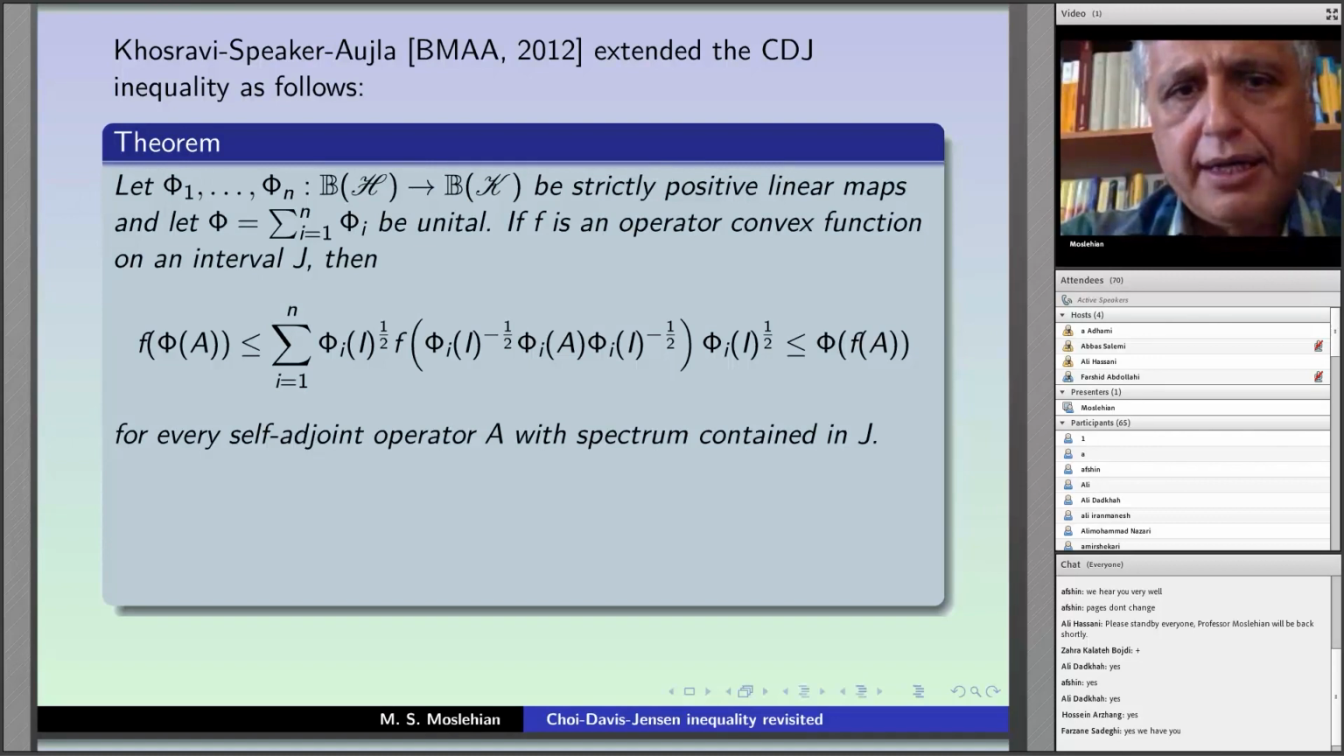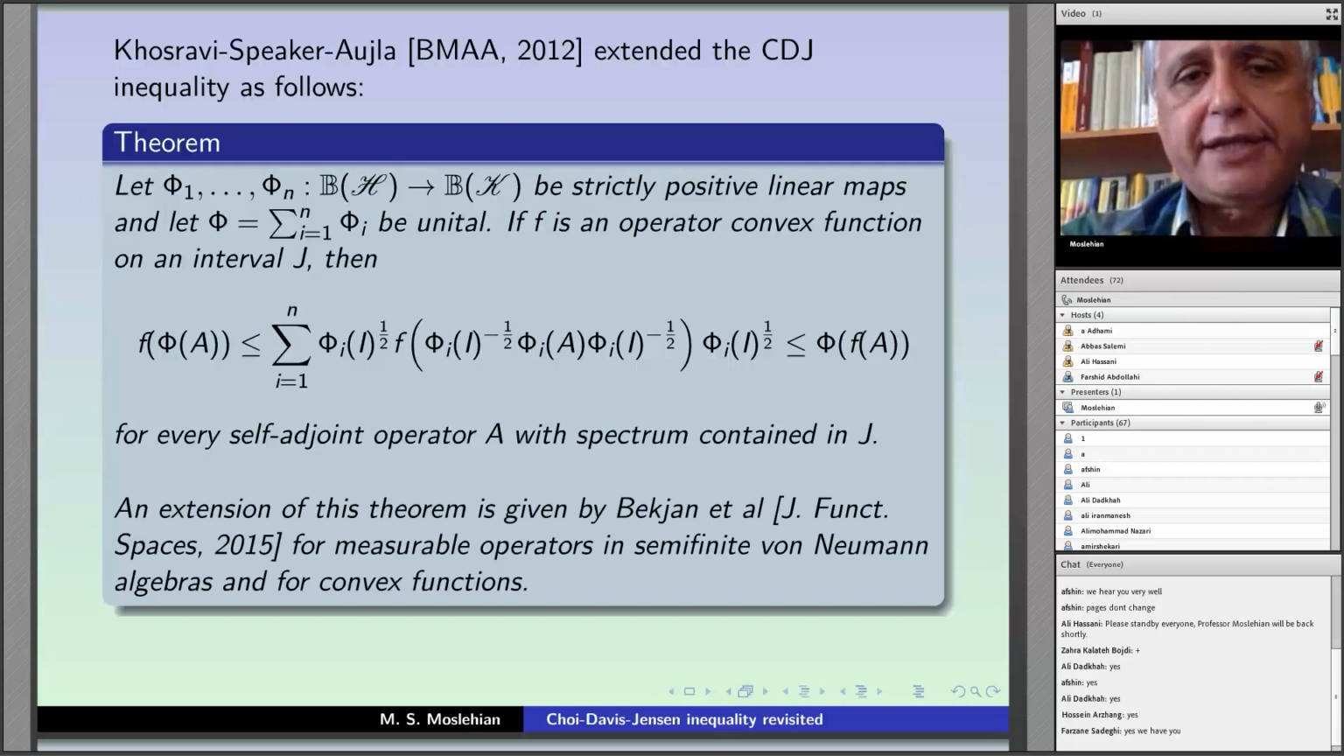Then we have this inequality, and you can see here we have a term in the middle between f of phi of A and phi of f of A. And we showed in our paper that these inequalities can be strict. So this is really an extension of the Choi-Davis-Jensen inequality.